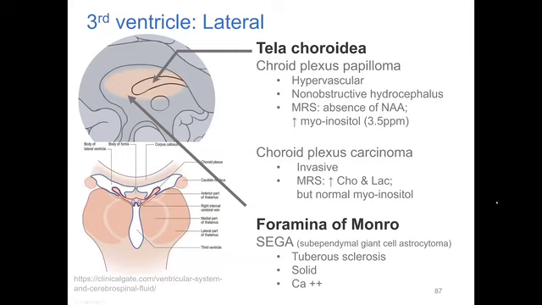And in the third ventricle, in the lateral part of the ventricle, there are two or three tumors you probably need to know, like a choroid plexus papilloma arising from the choroid plexus, or a tumor arising from the foramen of Monro, like SEGA. You're already familiar with this group. I don't need to talk too much about this.